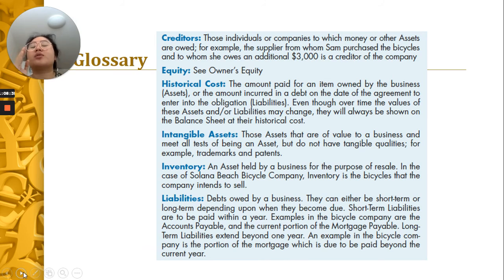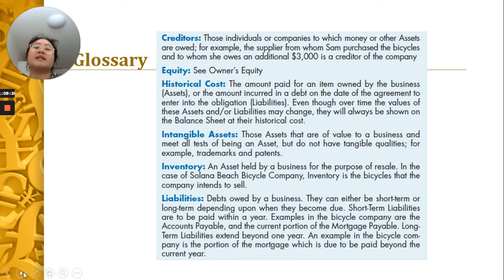And historical cost, which relates to chapter 2, is the amount paid for the item owned by the business, or the amount incurred in debt on the date of agreement to enter into the obligation. And intangible assets are assets that are of value to the business and meet all tests of being an asset but do not have a tangible quality, for example a trademark or patents. So this one is an intangible asset of the business.